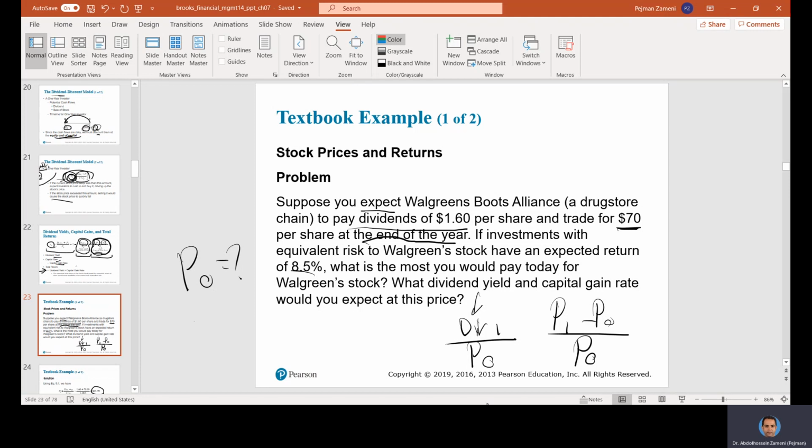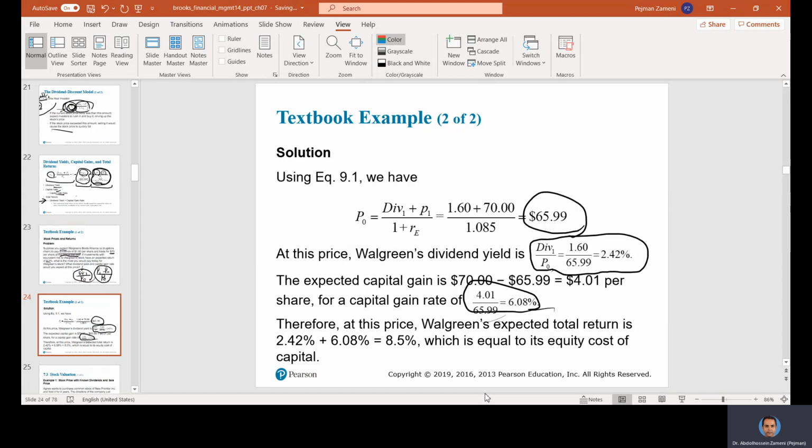Dividend yield, we know that this is the way we can find it. Dividend 1 divided by P0 is going to give us the dividend yield, and P1 minus P0 divided by P0 is going to give us the capital gain. We just replace these things, and we're going to know that the price that we're supposed to buy is 65.99.